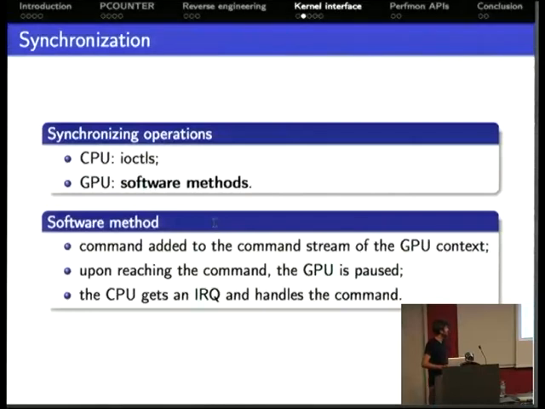For synchronizing operations, on the CPU we have IOCTL, and on the GPU we have software methods. Software methods are a command stream of the GPU context. Basically, when the software method is invoked, the GPU is paused, and the CPU gets an IRQ and invokes the command inside an interrupt context. So software methods are tied to the command stream of the GPU, and they are very useful for synchronizing operations with the GPU. And for the kernel interface, we use some software methods.